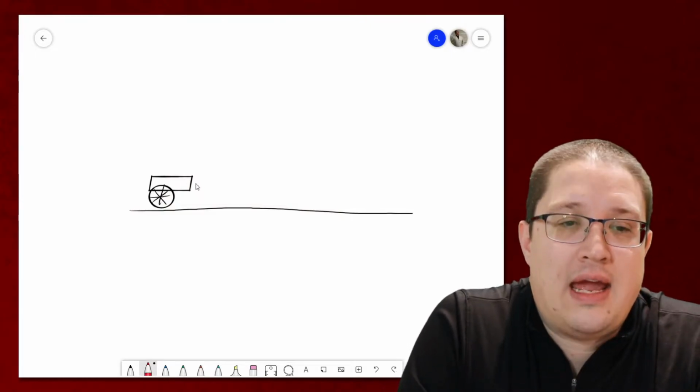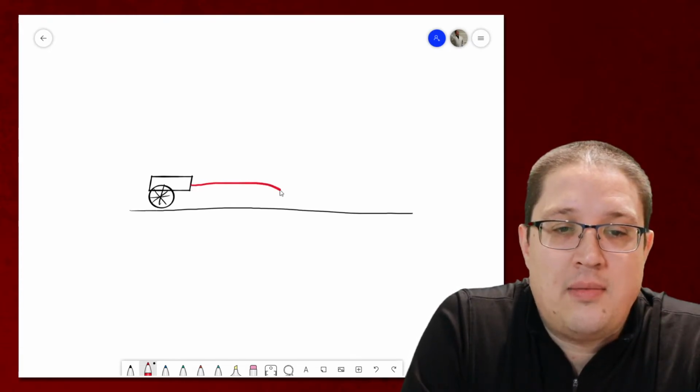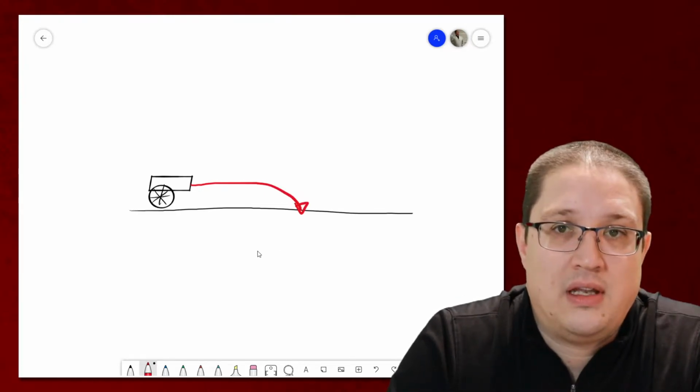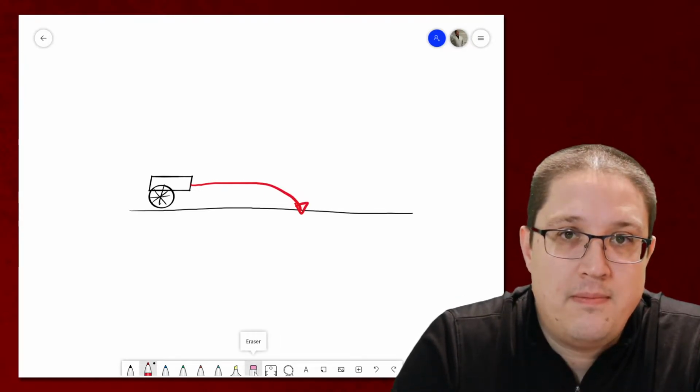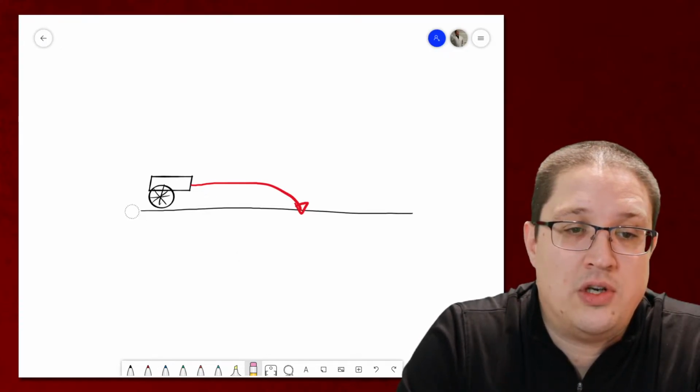Imagine that you've got a cannon sitting on the ground and pointing horizontally. Now if you fire that cannon, the cannonball is going to take a curved path and hit the ground, something like that. All right, that's fairly straightforward. We've talked about that a lot in our projectile motion unit.